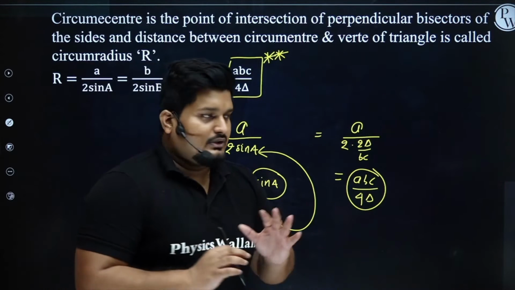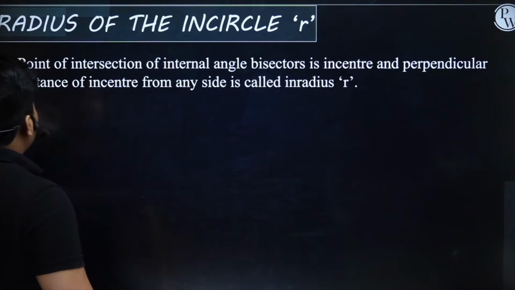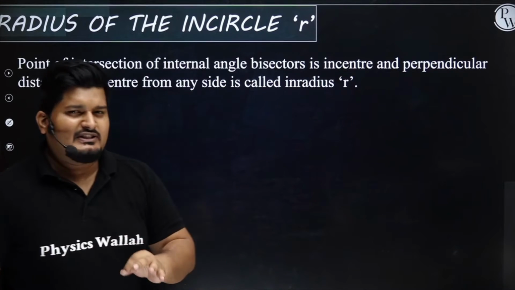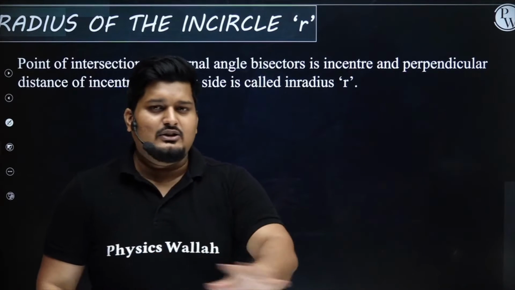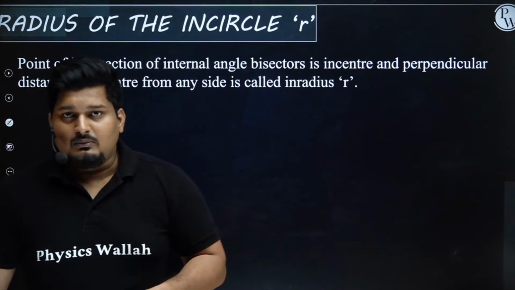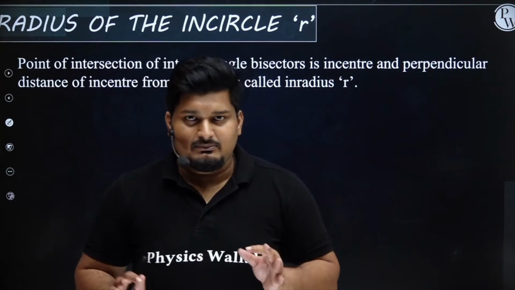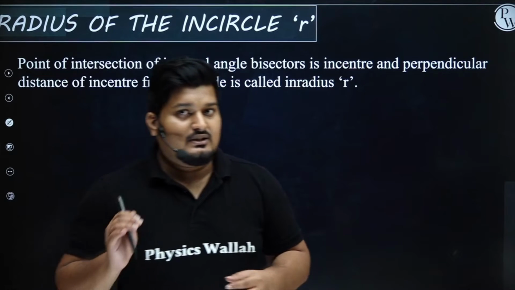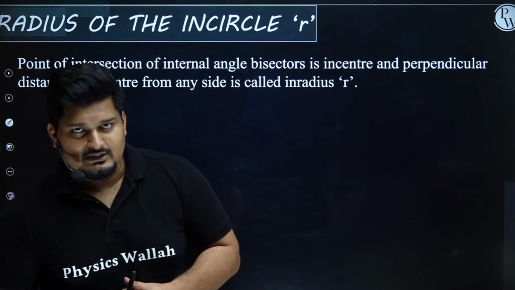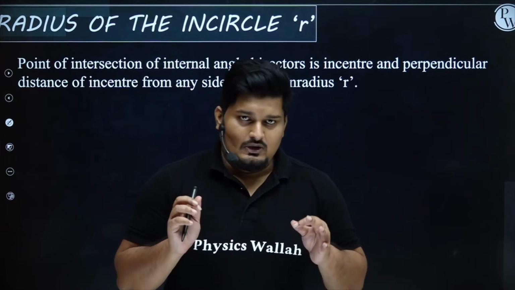Okay, moving on, guys. One more formula, which is the radius of the incircle. Now this is rare. I have not seen any question based on the incircle, but still you have to know the formula, because there are chances. They have been asking about the result where R and small r are related. So what is the result?